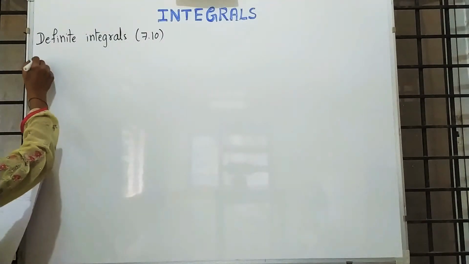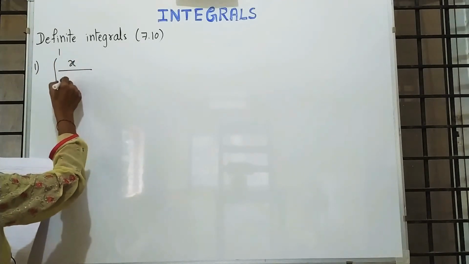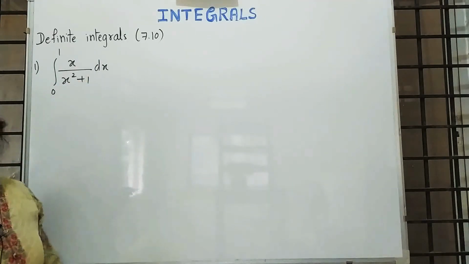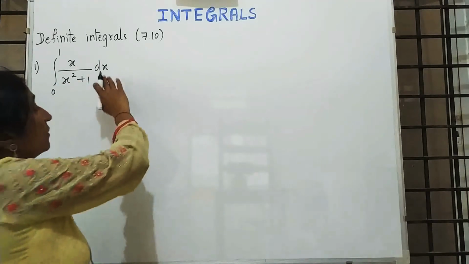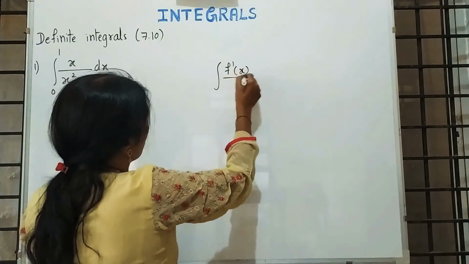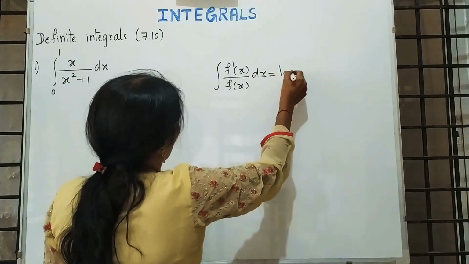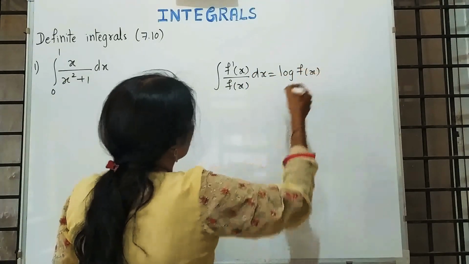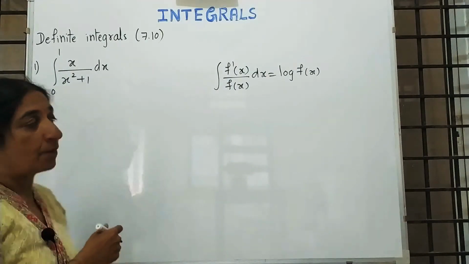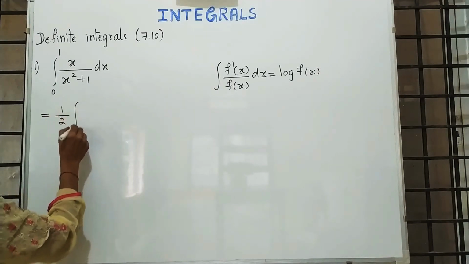First question: integration from 0 to 1 of x upon x square plus 1 into dx. Even though we are doing a method of substitution, this formula is near to f dash of x upon f of x. Correct or not? This answer is log f of x, because they will not mention the method. You have to identify which one is applicable there. So to get to the standard form, I am multiplying and dividing by 2.